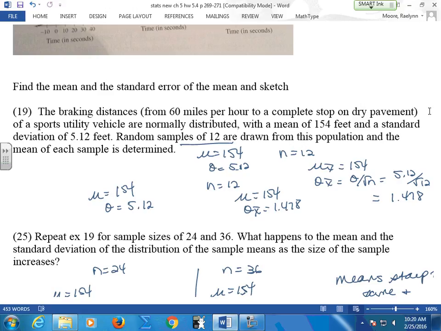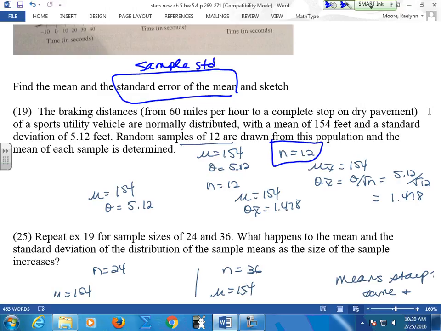The central limit theorem says change your standard deviation. So we could not do that if they didn't tell us that. So we took out our random samples. Remember, your random samples is the n. Okay, now we have to find the mean and the standard error of the mean. The standard error of the mean is what they call the sample standard deviation. They refer to that as the standard error of the mean.